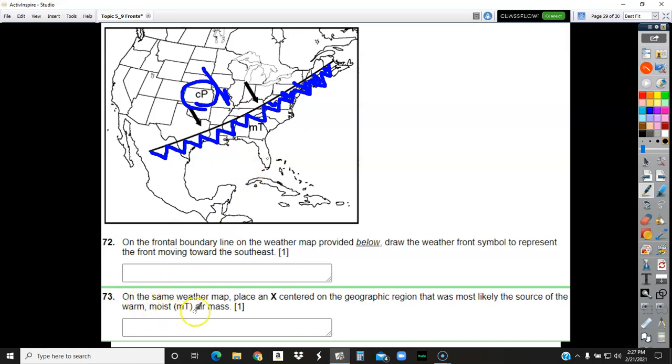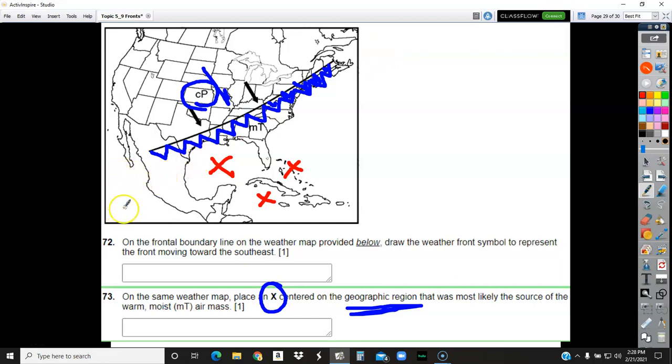And then this was a follow-up question. On the same map, place an X centered on the geographic region. That's where an air mass comes from, right? Its source region. That was the source of the warm, moist air, the maritime tropical. So in this case, you could have put the X in two places, because warm, sticky air has to come from a warmer body of water. So the student could have put the X here in the Gulf of Mexico. They could have put the X, actually I would have taken an X even down here, or an X up here in the Caribbean, anywhere down here. You don't want to put an X up here because you're way up in New England. That's cold. That's maritime, but it's polar.